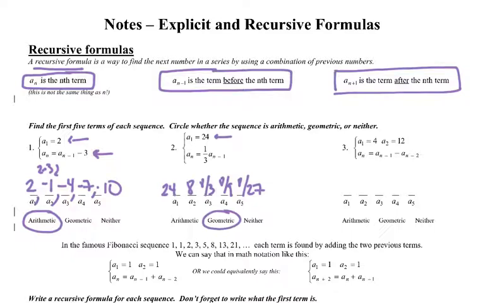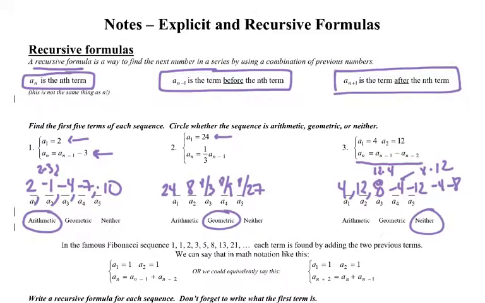Next one, combo. It's telling you the first two terms are 4 and 12, and then it's saying to get the nth term, you do what? Take the n minus 1 term minus the n minus 2 term. So that's saying take the term before and subtract the term before that, right? So 12 minus 4 is 8. And then similarly, this one would be 8 minus 12, negative 4. Negative 4 minus 8, negative 12. That's a neither. It's not adding each time. It's not multiplying each time. It's just kind of a pattern.